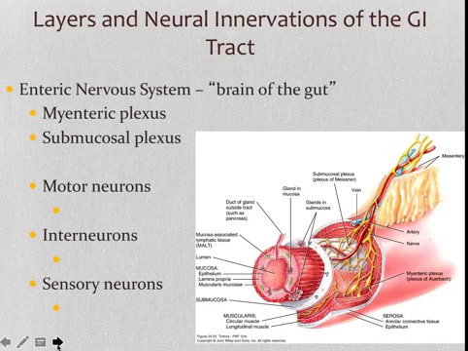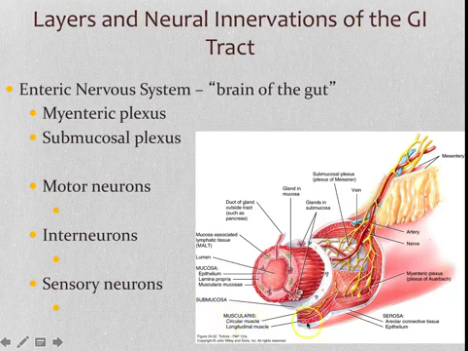All right, so let's talk a little bit about the layers. You're going to see this in lab as well underneath the microscope. The layers are the mucosa, right? And that's going to consist of an epithelial layer, the lamina propria, and the muscularis mucosae. The submucosa, the muscularis layer, and it has two different sublayers to it.